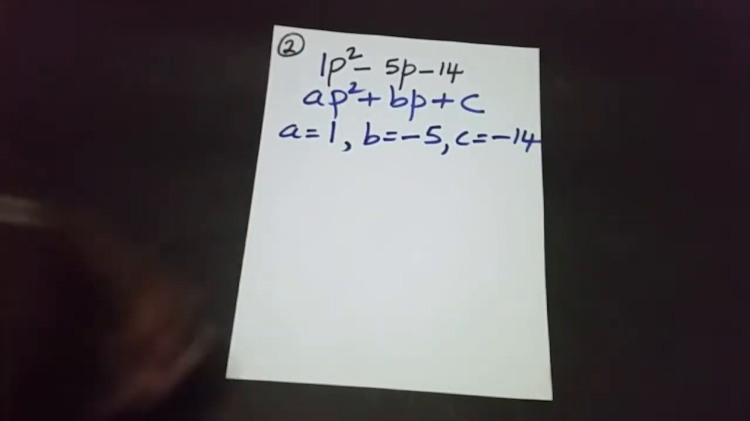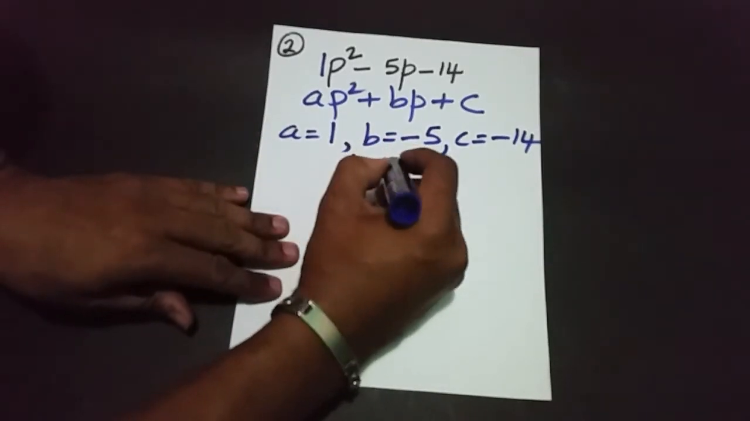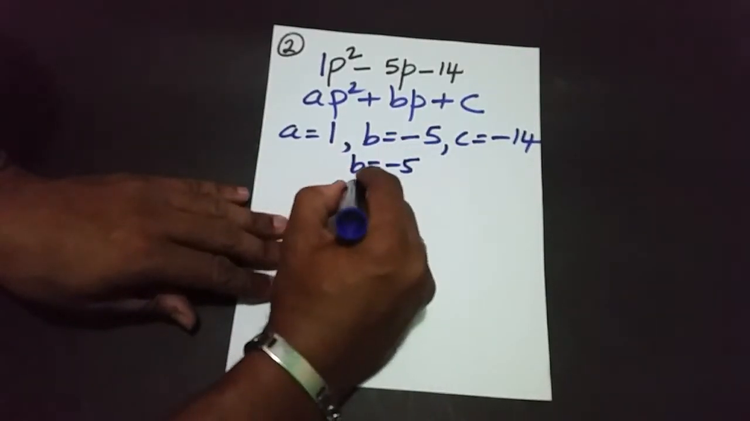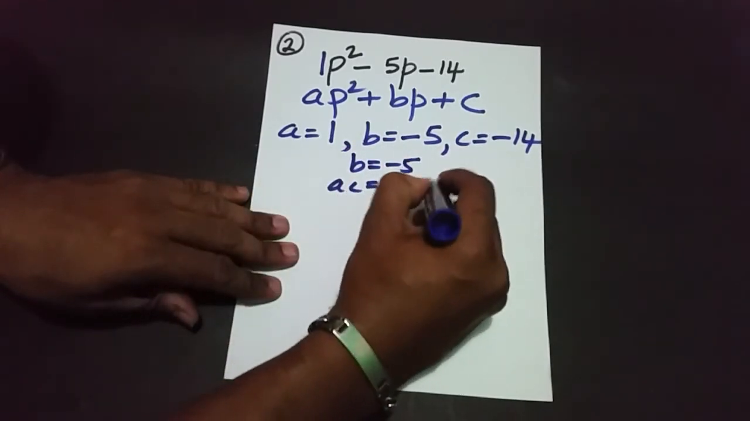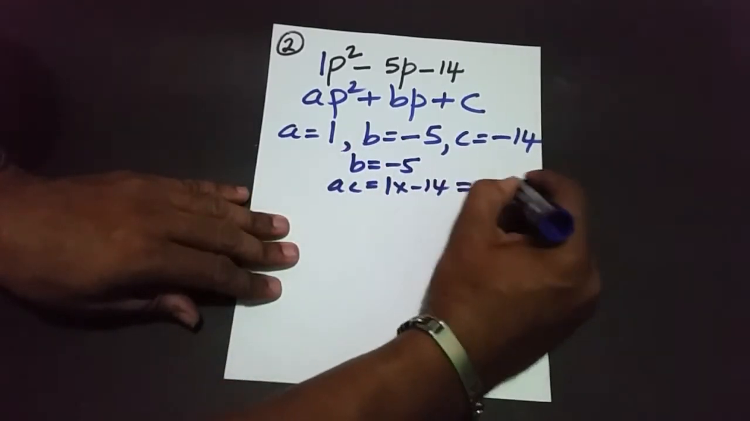And again, B is equal to minus 5, and AC means A times C, which is 1 times negative 14, and that is going to give us negative 14.